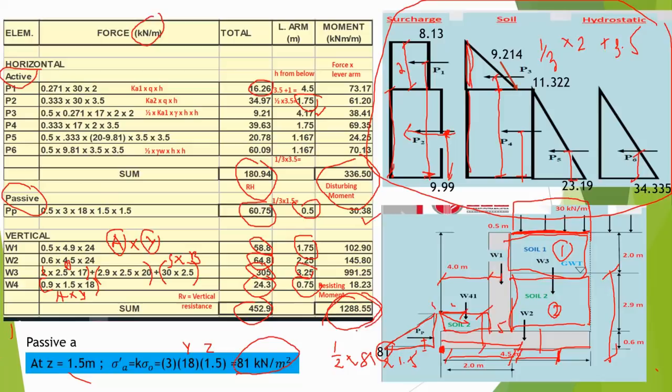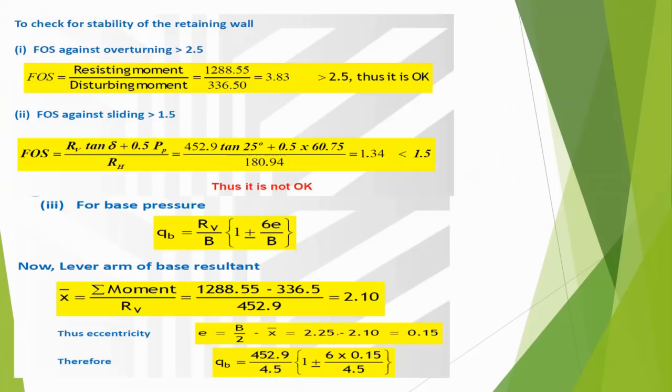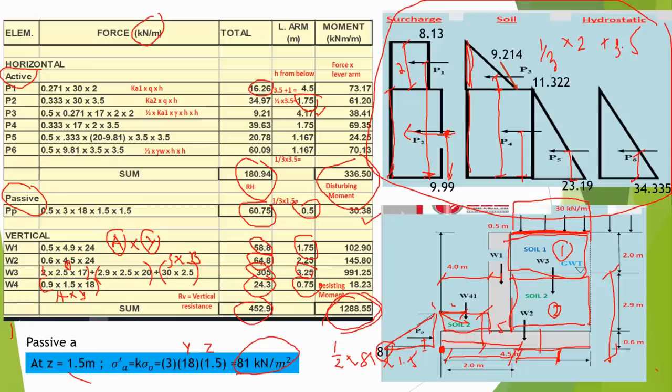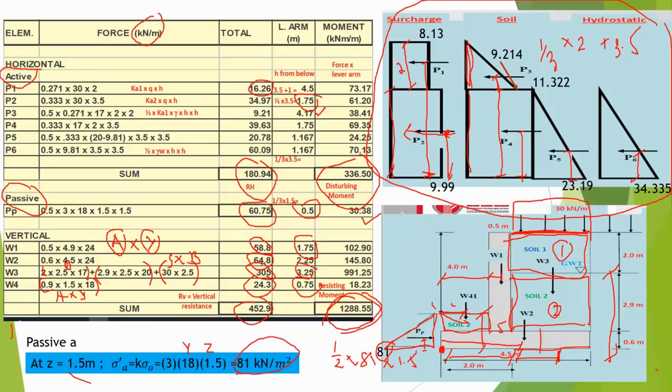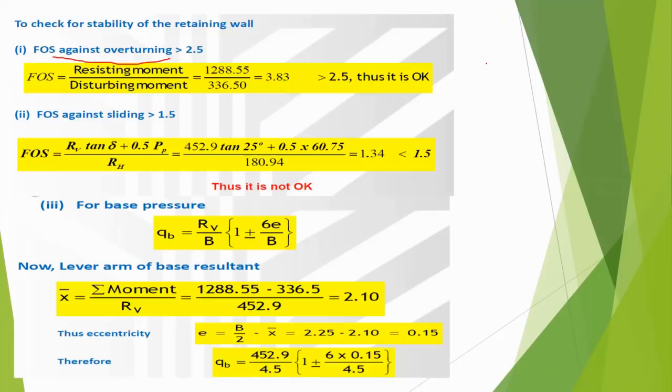Okay, let's go to the next question, the answer. This question wants to check stability. From the beginning I already gave the formula, right? If asked against overturning, use this formula: resisting force over disturbing moment. I said from the start that the resisting force is the vertical one. So take this vertical, 128.5 divided by this disturbing moment. You can get 3.83. So it is larger than 2.5. That is okay. Settle.